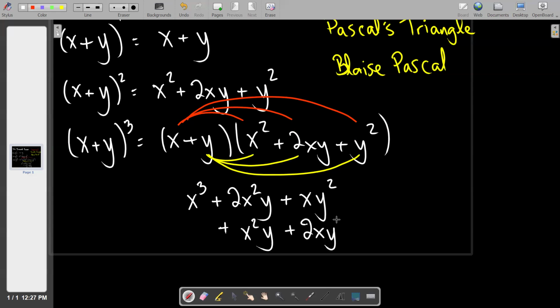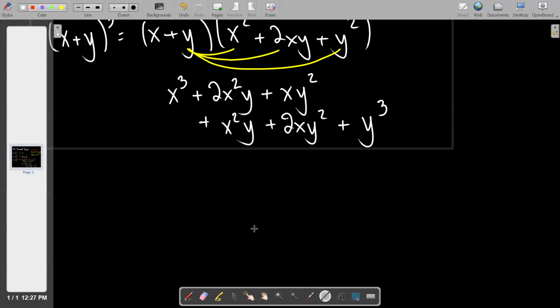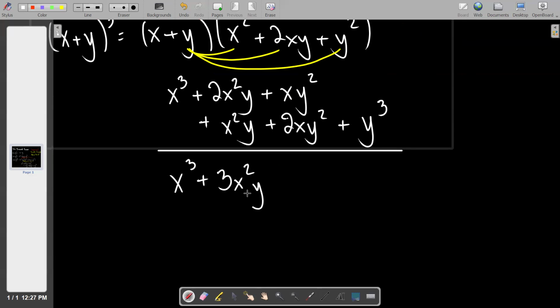Plus 2xy squared. And then the last yellow is what? Plus y to the third, right? And now if we combine like terms downwards, of course, and if you've been following along with what I'm doing on the board, then you see that the like terms should already be in line with each other. And so if we just go straight down the line, our answer is x to the third plus 3x squared y plus 3xy squared plus y cubed.